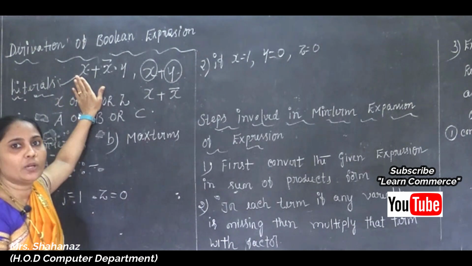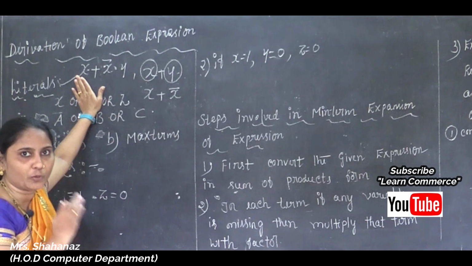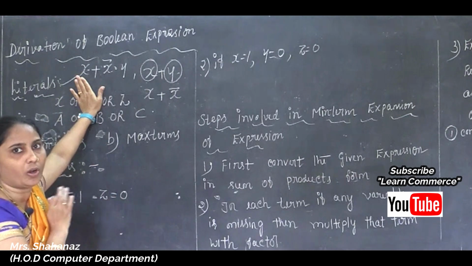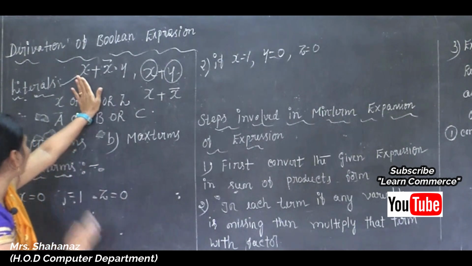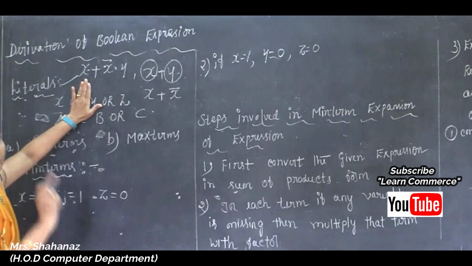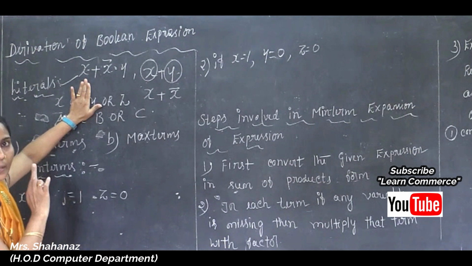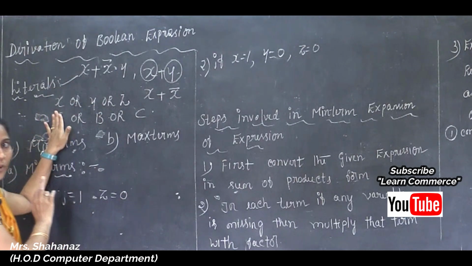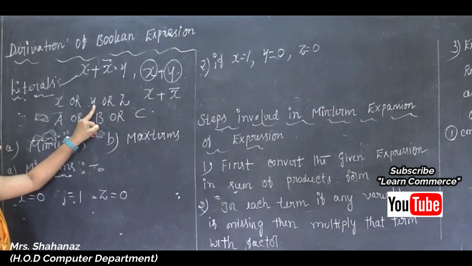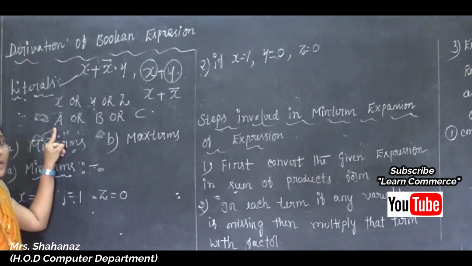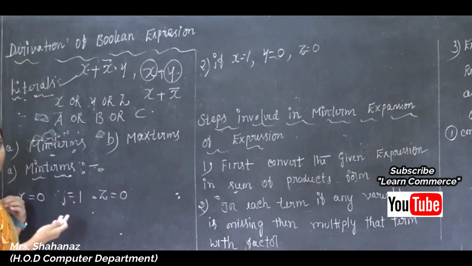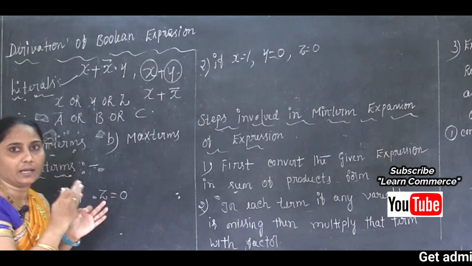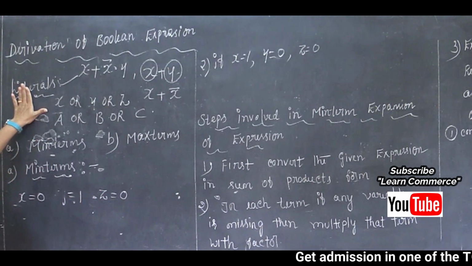So clear the meaning of the literals here. Literal means a Boolean expression. I already gave examples for the Boolean expression, x plus y, or x plus complement of x and y. All are examples for the Boolean expression. So the Boolean expression which consists of a single variable or its complement is called a literal. Some examples are x or y or z, otherwise a or b or c, or any variable name we take as single. So this is about our literals.